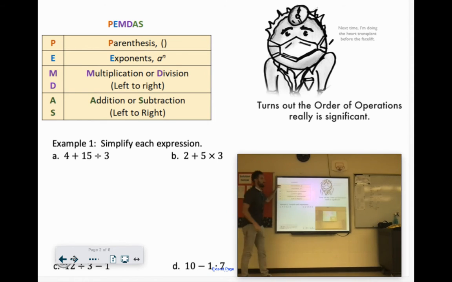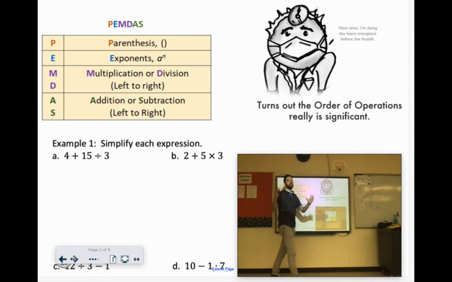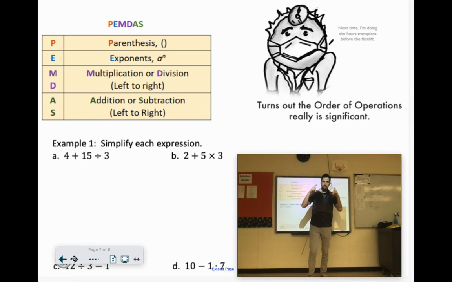P stands for parentheses or grouping symbols. So you might see it as brackets, or you might see it as a fraction, and the whole numerator is one grouped thing, and the whole denominator is a group. So it's basically groups. Then E is your exponents. We know what exponents are. It's a little a to the n power.